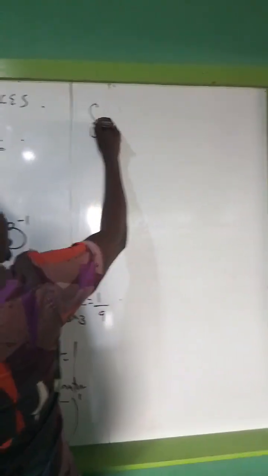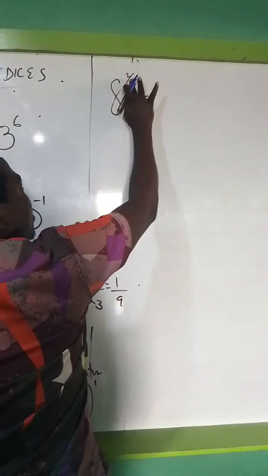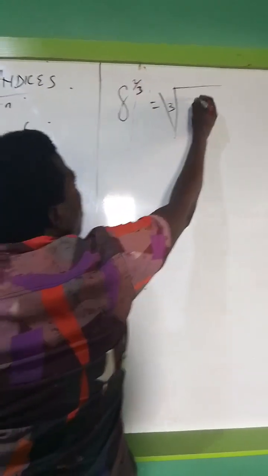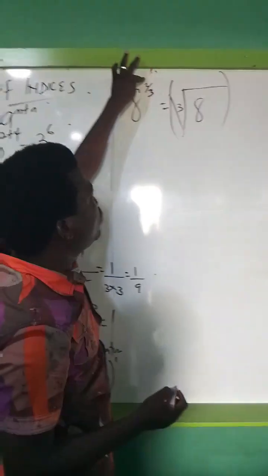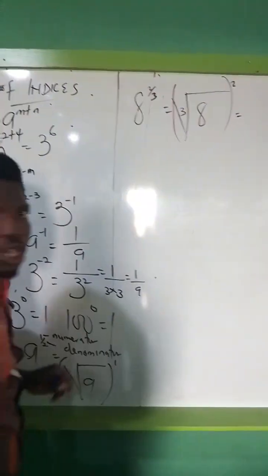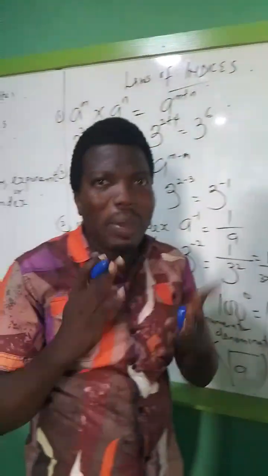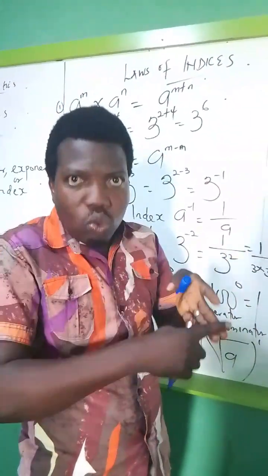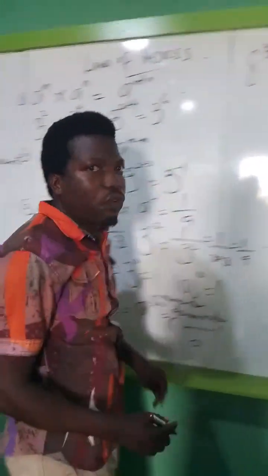Let me pick an example here. If I have to simplify 8 raised to the power 2 over 3, this 3 becomes the cube root of 8. Let's call the cube root of 8, then raised to the power of the numerator 2. The cube root of 8 means 3 of the same numbers that will multiply together to give us 8, which is 2 times 2, 4 times 2, 8. That is 2 raised to the power of 2, and that will give us 4.